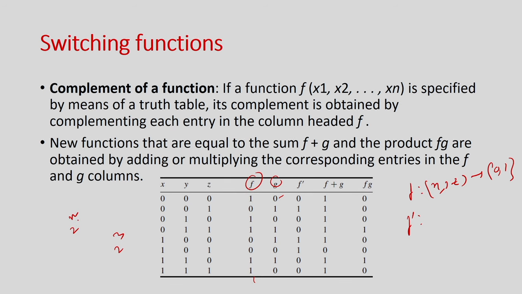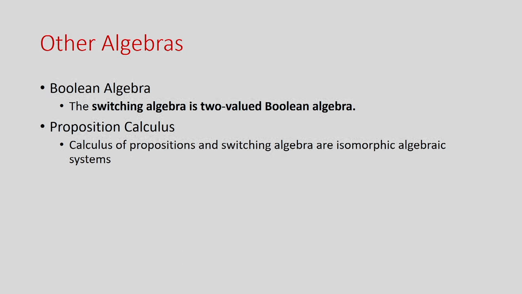So there are 2 possibilities of mapping. For each of the 2 to the power n values, there are 2 possibilities: they will be mapped to either 0 or 1. So there are 2 to the power 2 to the power n possible functions with n Boolean variables.